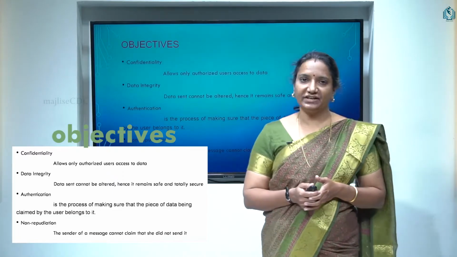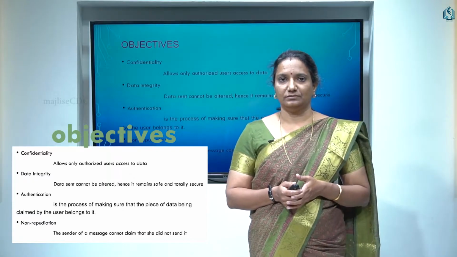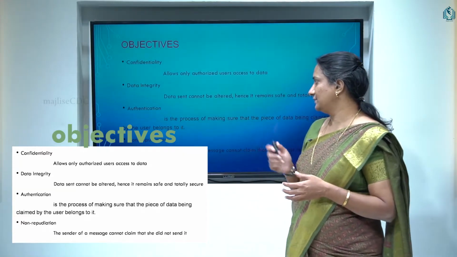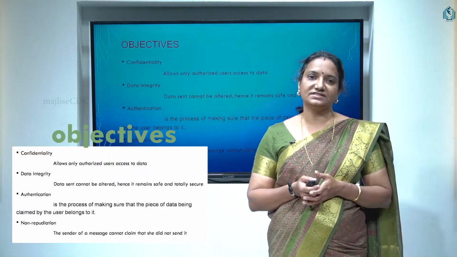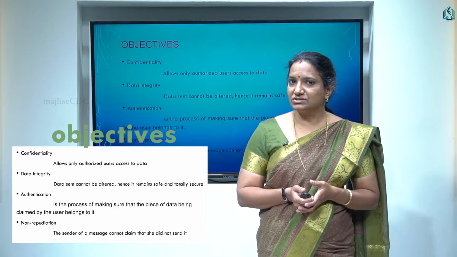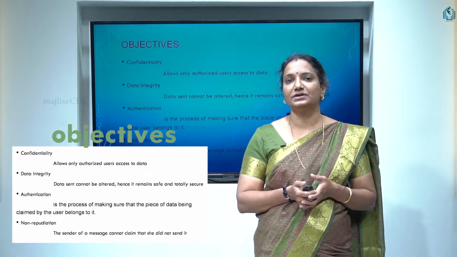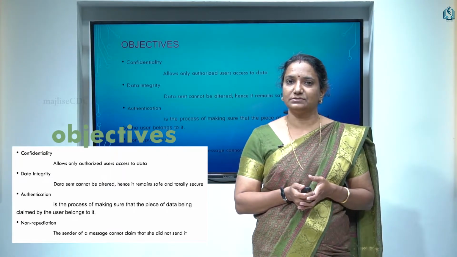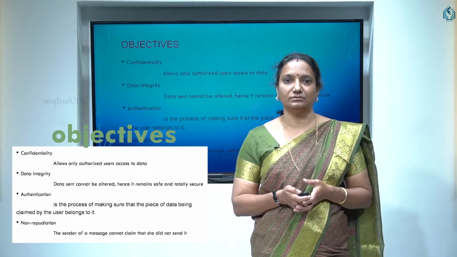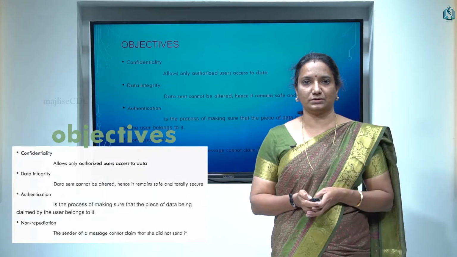Next, authentication. Authentication means verifying the identity of the sender. That is, a piece of data belongs to the authorized person, and the user is a real person. That is authentication. The last one is non-repudiation. Here the sender cannot deny later that the message was sent by him or her. That is non-repudiation. These are the four objectives of secure data communication through a network.